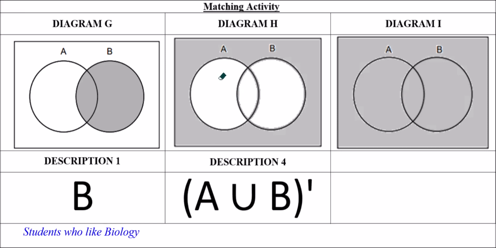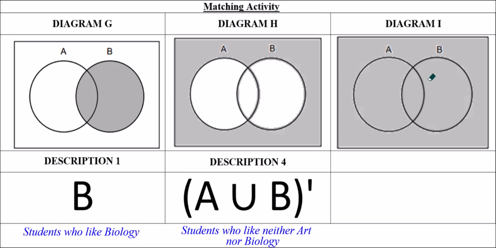it's the union of circles A and B, but not. So it's everything apart from the union of these two circles A and B. So a description for this could be something like students who like neither art nor biology. They don't like any of them. If you liked art, biology, or any combination of them to be inside of these circles, because we've shaded the outside only, these students can't like any combination of them.